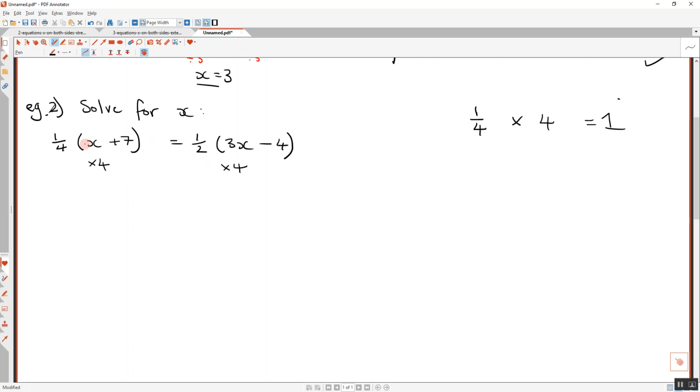So if I multiply this by 4, what am I left with? X plus 7, because 4 times 1/4 is 1. What do I get if I multiply this all by 4? 6x minus 4. Careful. 6x minus 8. Stop jumping steps. What's 1/2 multiplied by 4? 2. Half of 4 is 2. So 2, 3x minus 4. What do you think the next step is then?